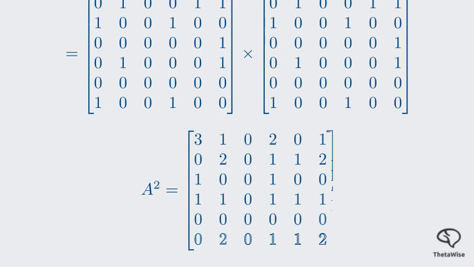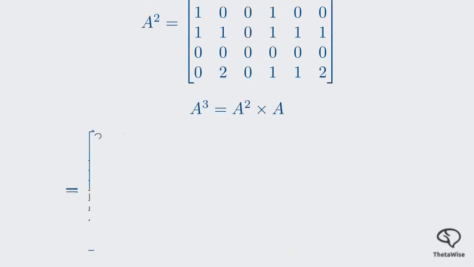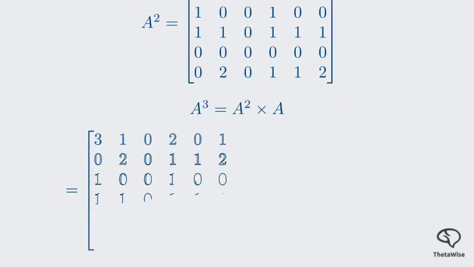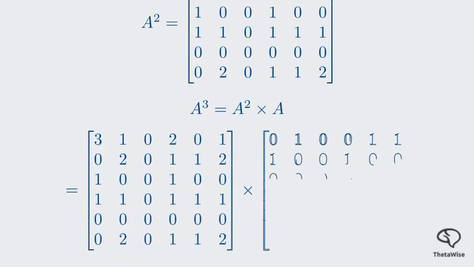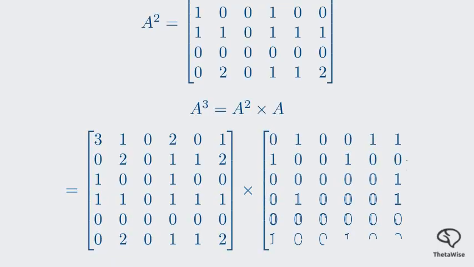Let's check them on our graph: A to B to A and A to F to A. Next, we calculate A cubed by multiplying A squared by A. The resulting matrix A cubed tells us the number of paths of length 3 between any two nodes. The element in row i, column j of A cubed is the number of ways to go from node i to node j in 3 steps.